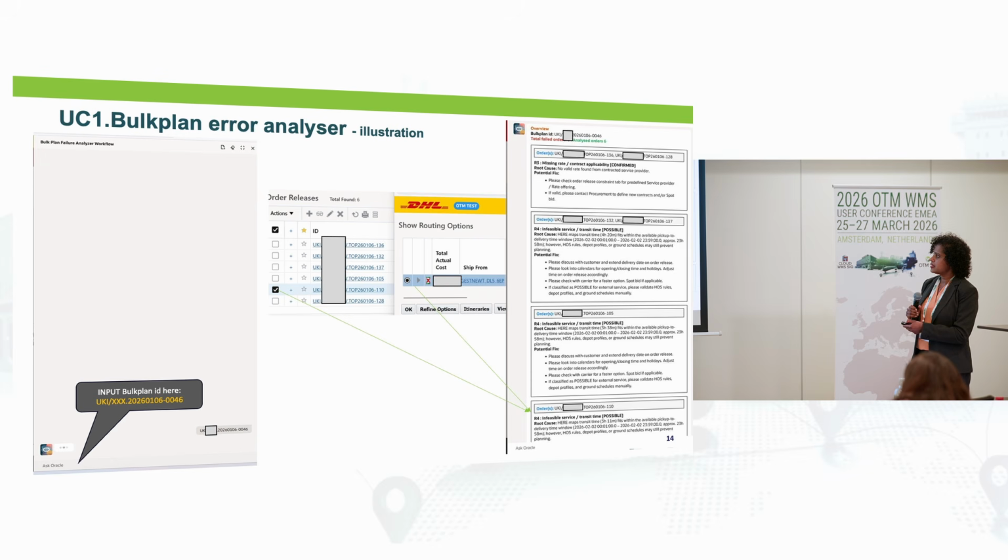So if you know OTM screens, you know very well that this means there is a rate, but transit time is infeasible. Well, that was the reason. So this is the first use case. So easily, Carol can find out why the order failed.